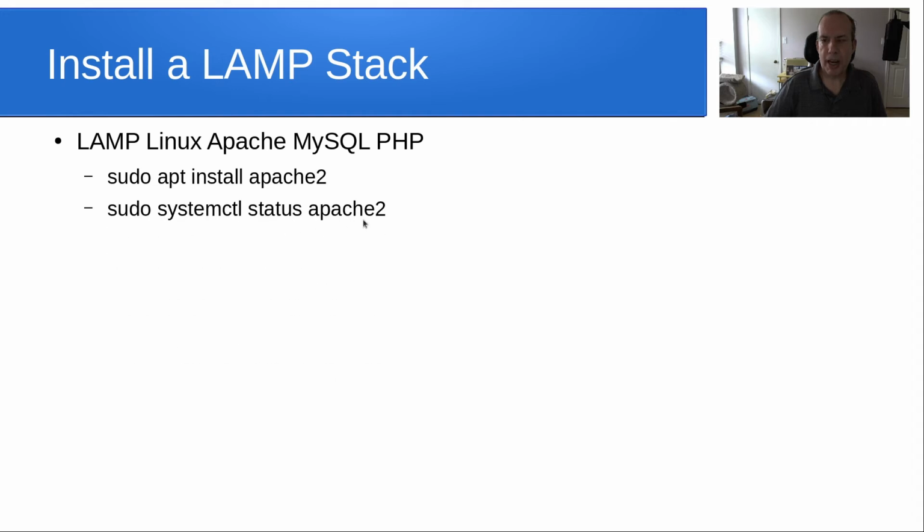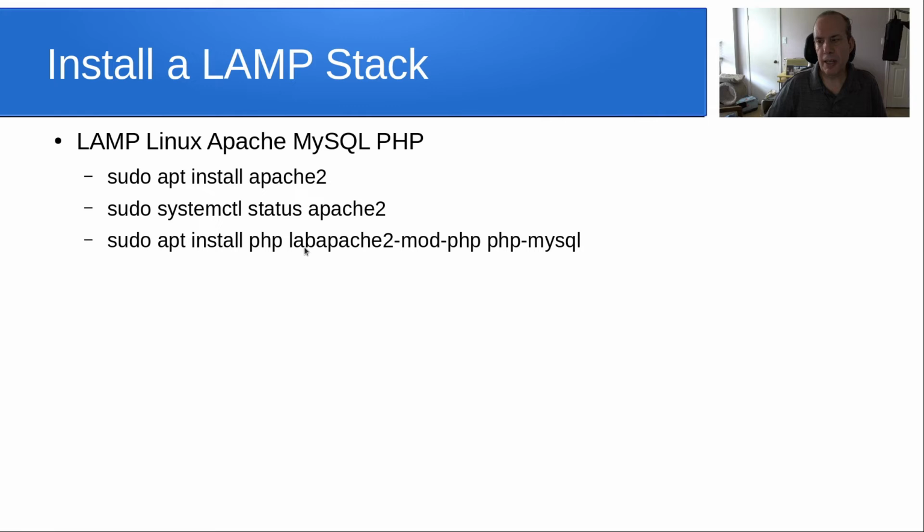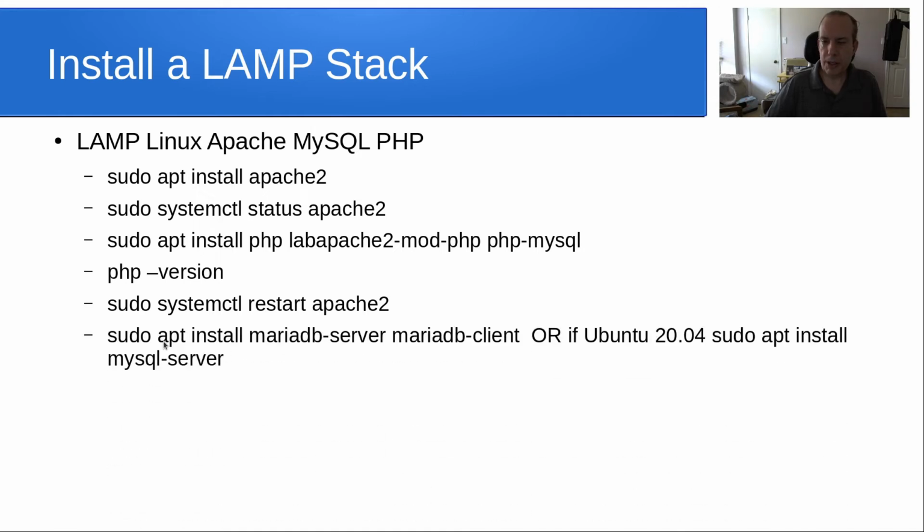You can check the status of Apache with the systemctl command. And then you want to install PHP, and then these modules here that support PHP. And you can check your PHP version. A lot of programs require a particular PHP version. And then you can restart apache2, which you have to do because you installed PHP afterwards, and Apache has to know about PHP.